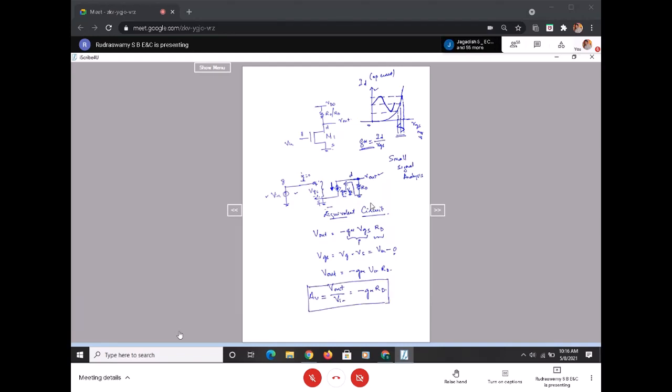I had already explained this particular equivalent circuit in an earlier class. But this is the equivalent, and that is how I am getting the gain expression for this common source amplifier as minus GM times RD. RD is the load resistance.